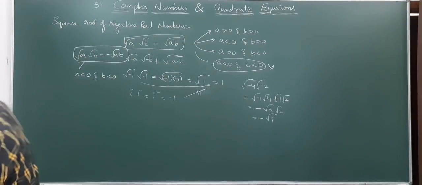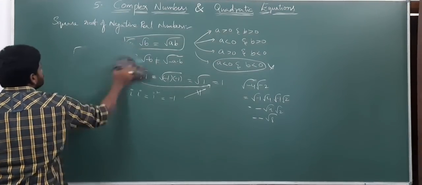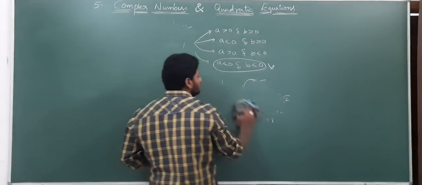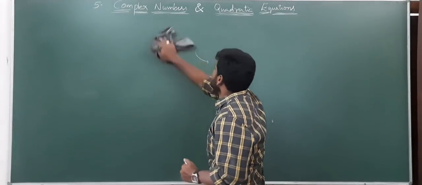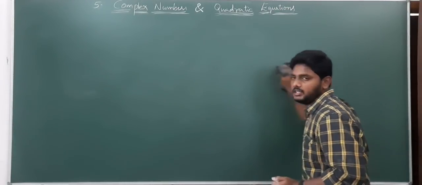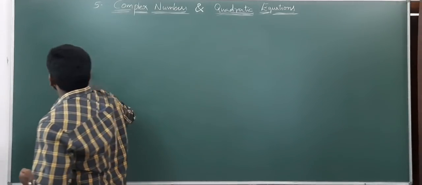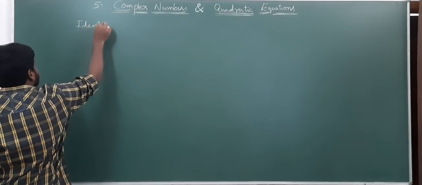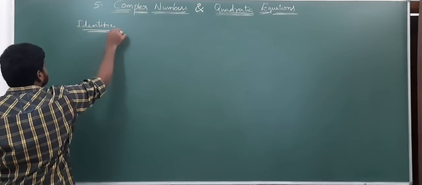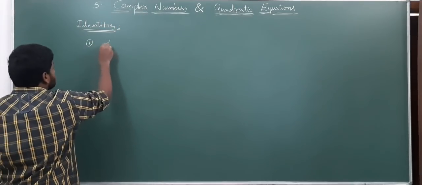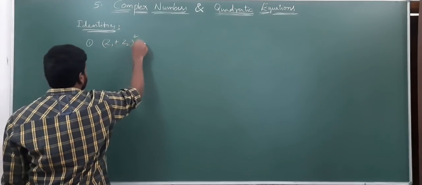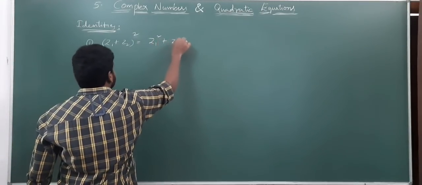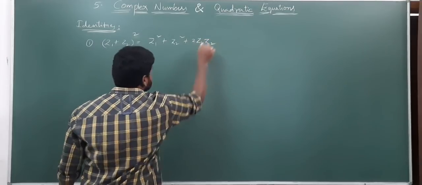Next we will discuss some of the identities which will be useful to simplify the problems in exercise 5.1. Those identities are nothing but formulas. I will write them, you copy, and if you have doubt you can check by substituting any two complex numbers. The first one: z1 plus z2 whole square, like a plus b whole square. The formula is z1 square plus z2 square plus 2 z1 z2.